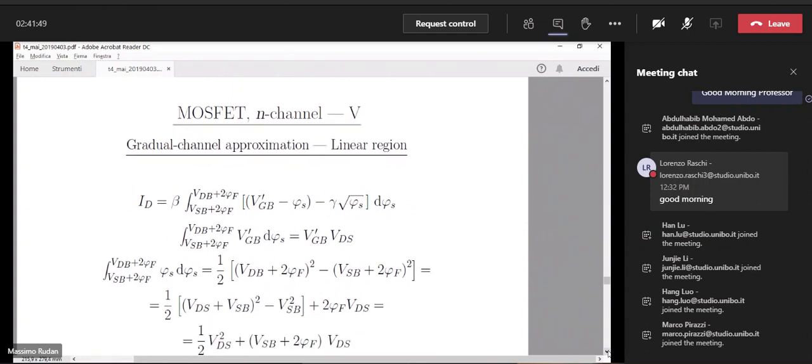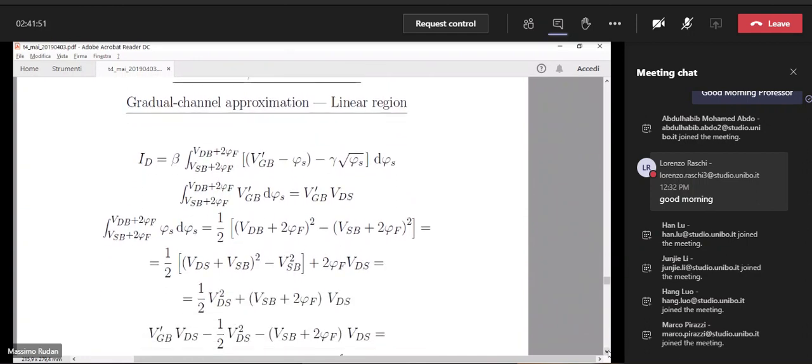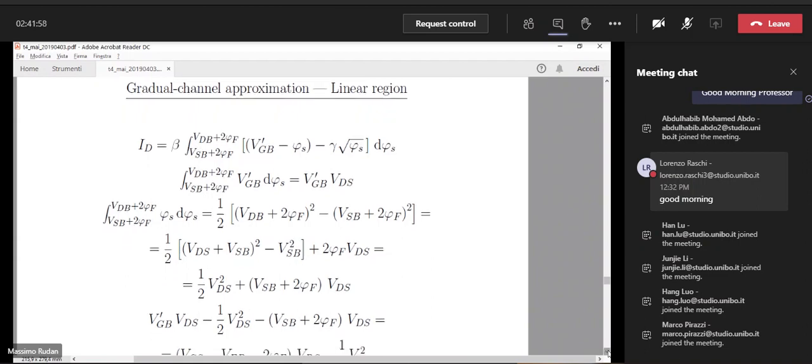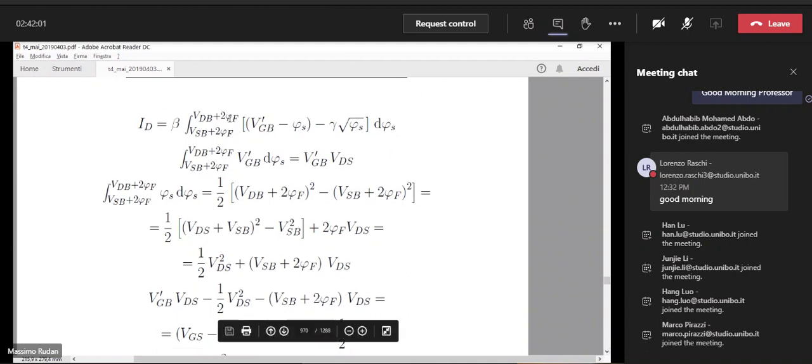Now we are in the position of calculating the current. We simply calculate the integral. The integral is made of essentially three pieces. One piece is the one that comes from VGB prime. The other comes from minus phi s, and the other comes from the square root of phi s, okay? So the term that comes from VGB prime is very simple. It is the integral of a constant.